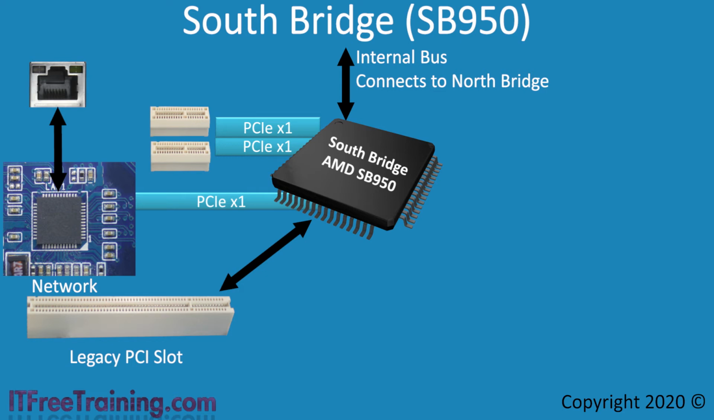You will generally find that if you have legacy PCI slots on your motherboard, you will also have a second crystal oscillator on the motherboard. The second crystal will provide a different clock cycle for the legacy PCI slot.